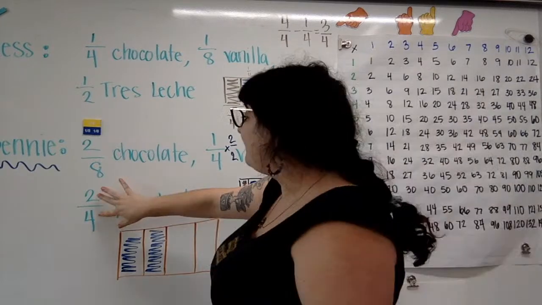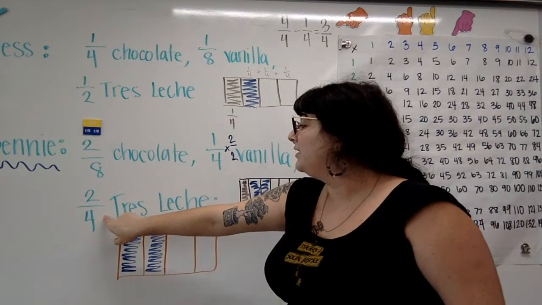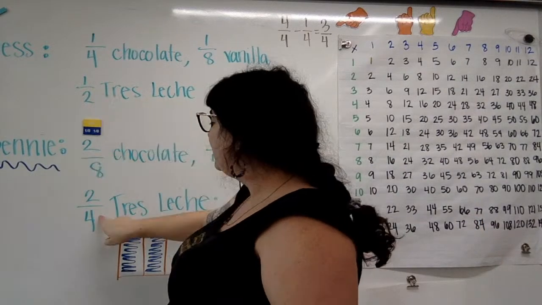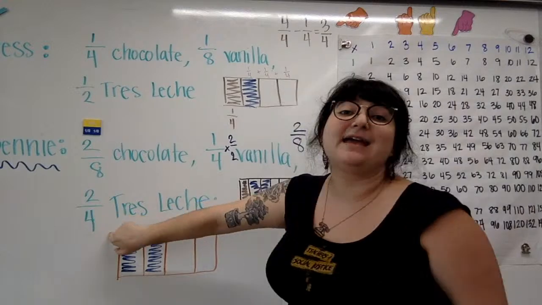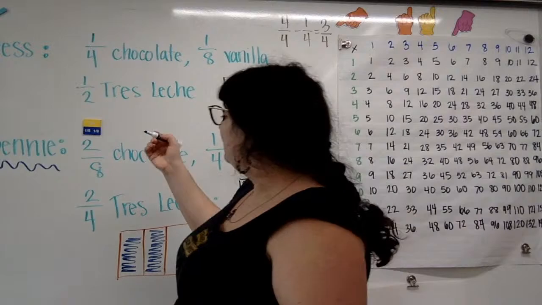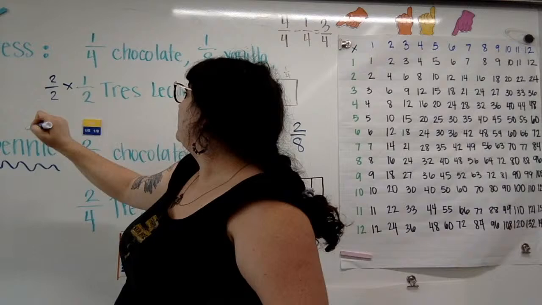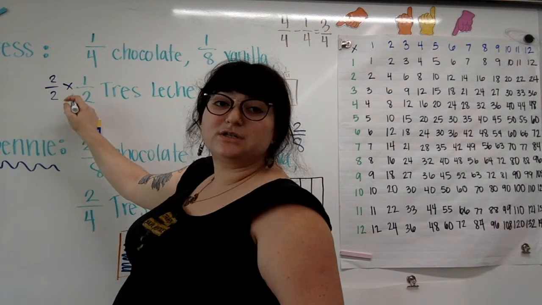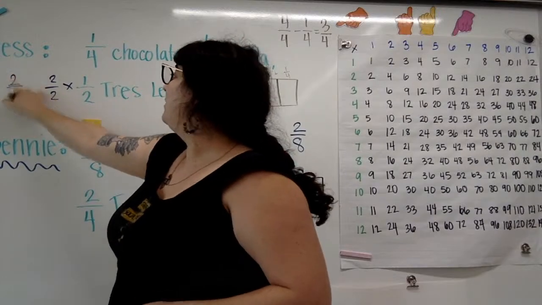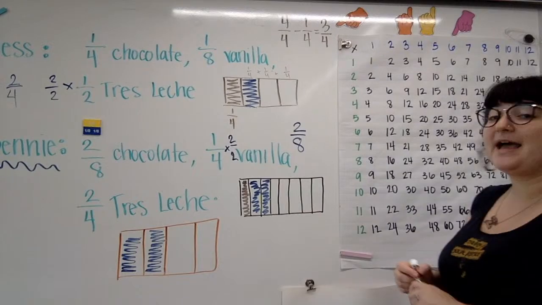So I'm noticing a few things. Knowing that 2 is half of 4, it's going to be no surprise when I say I need to convert 1/2 so that it has a like denominator. Well, what do I need to multiply 2 by to get to 4? 2. 2 over 2 times 1/2 equals 2/4. Students, is there going to be any tres leche cake left over?